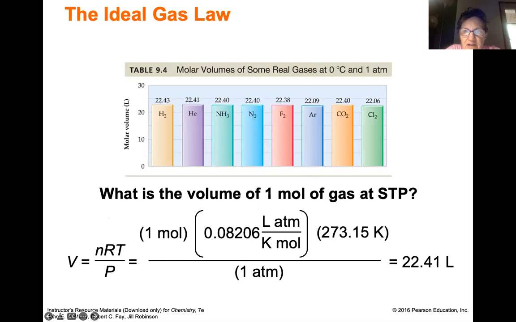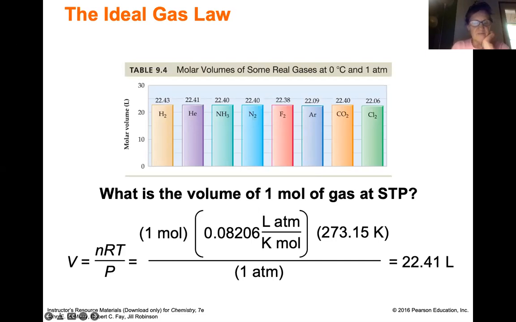So here is that graph again, showing you that these are all about the same. The molar volume of all these gases are about the same at the same temperature and pressure. And so what's the volume of 1 mole of gas at STP? So at 0 degrees Celsius and 1 atm. We're going to look at our table that gives us different gas constants. There's one that's in liter atmospheres in the numerator and Kelvin times moles in the denominator. We'll see that'll be the one that will work to give us a volume unit.